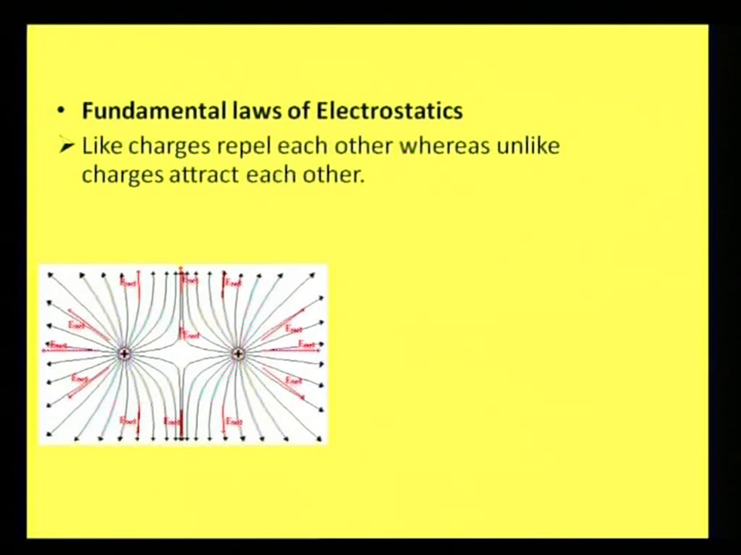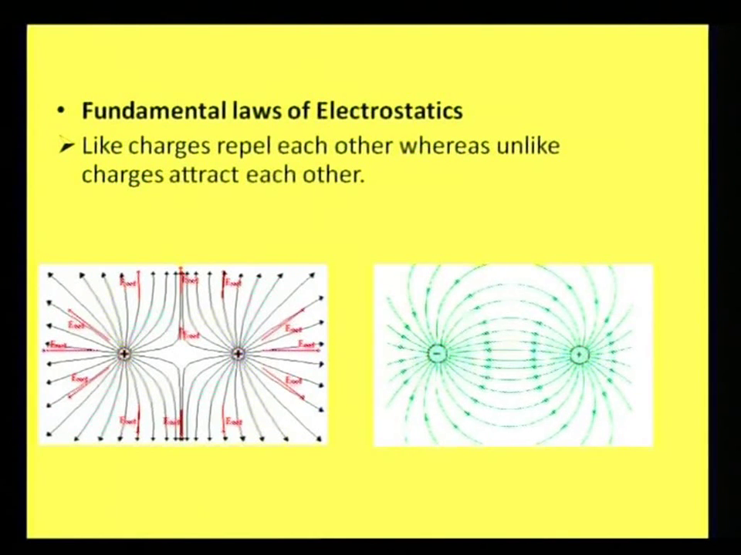Here we have taken two positive charges. They are like charges, so the electric lines are opposing each other. It means that the like charges are not attracting each other, but they are repelling each other. And here we have put a positive charge and a negative charge. So these two are unlike charges, and these charges are attract each other. So the first law of electrostatics is that like charges repel each other, whereas unlike charges attract each other.